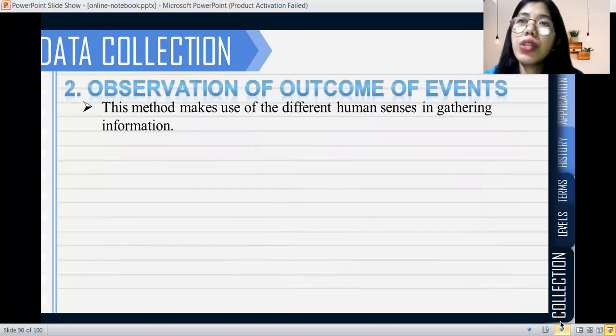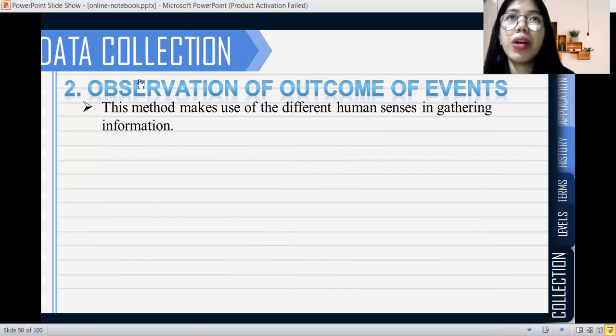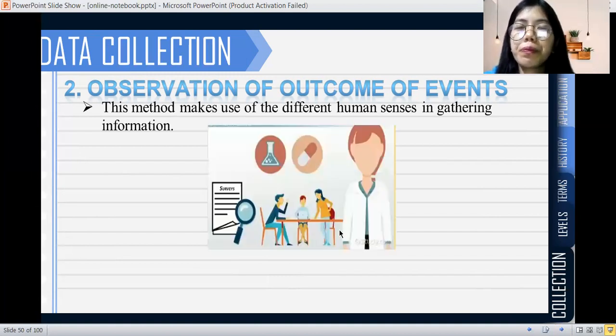Then we also have observation of outcome of events. This method makes use of the different human senses in gathering information. Now, sa observation po na part, you're just observing your participants. Hindi ka nag-survey, hindi ka nagtatanong sa kanila. All you have to do is to look, to observe kung ano nga ba yung behavior ng iyong respondents. Okay, so ayan po. Like for example, sa mga ginagawa ng mga doctors.